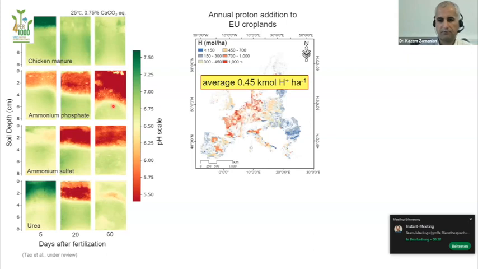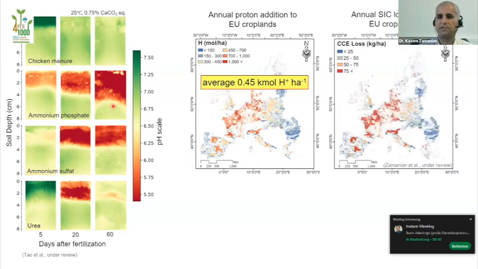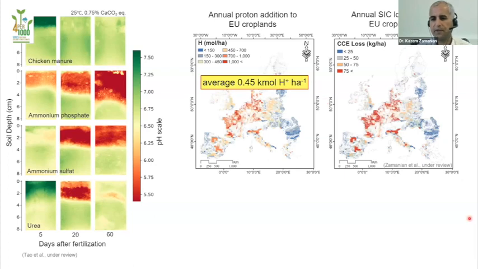And such a huge amount of protons added to the soil can neutralize carbonates. And there would be something like about 6 million tons of calcium carbonate which will be removed or lost from the soil systems, from the European croplands. Just imagine how big this loss of calcium carbonate can be.